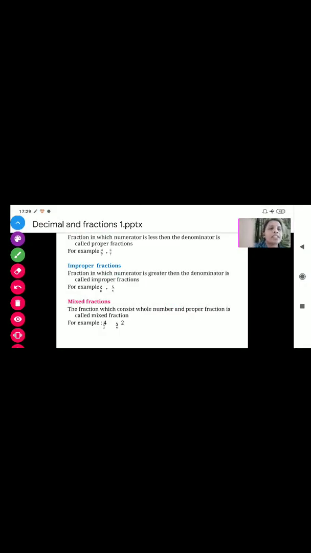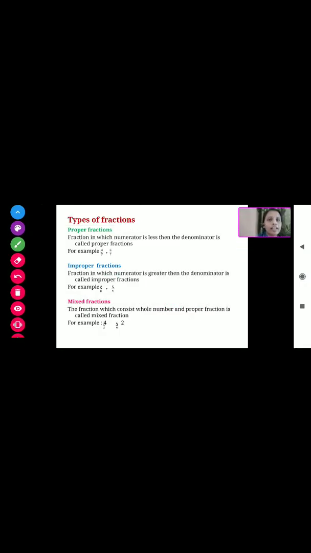types of fraction. All of you have learned types of fraction in standard 5th, but again I would like to discuss. There are three main types of fraction: proper fractions, improper fractions, mixed fractions. What is a proper fraction? Fraction in which numerator is less than the denominator is called proper fraction. For example, 4 by 7, 6 by 7.